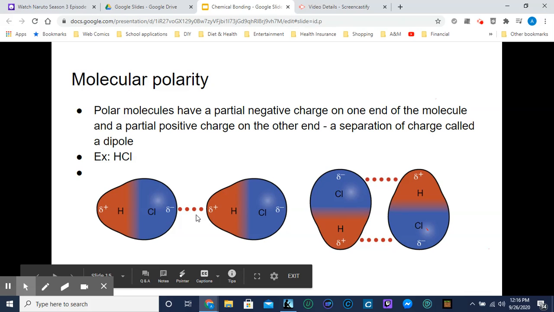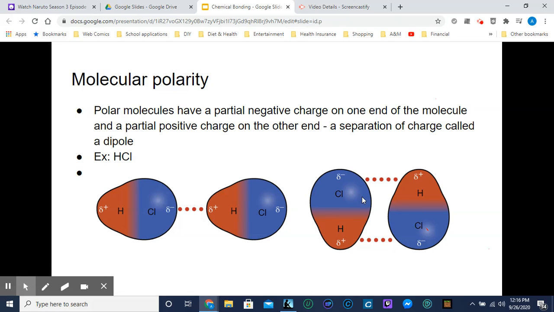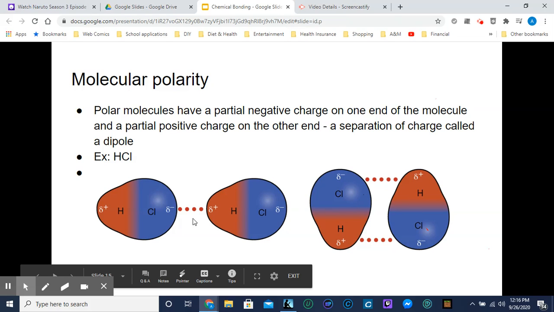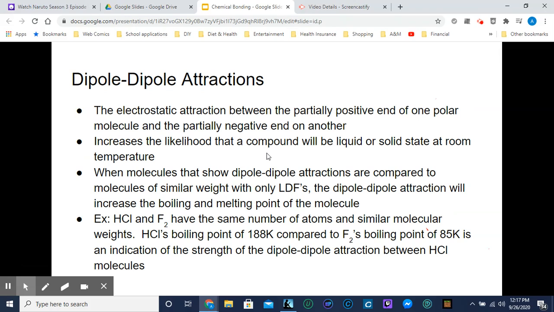Well, we know positive and negative charges attract, so the negative end of one molecule and the positive end of another are going to attract together. And that's going to affect how the molecules arrange themselves. So you could see it end to end, or you could see it opposite each other so that they're stacked. So for the most part, those are going to be called dipole-dipole attractions, and that's where you have the opposite dipoles attracting to each other. Dipole-dipole attractions make it more likely that an element is going to be either liquid or solid at room temperature.